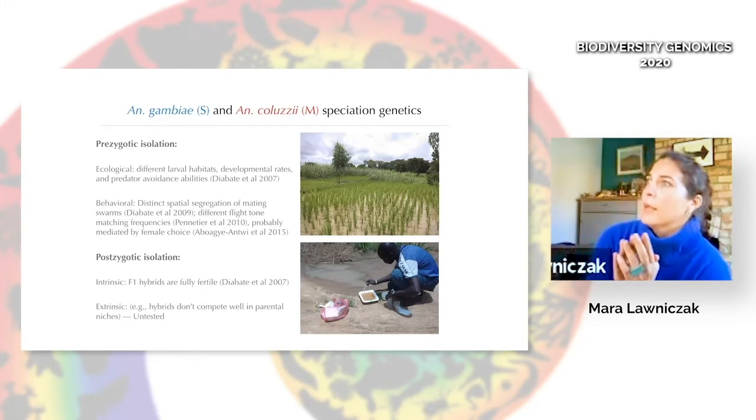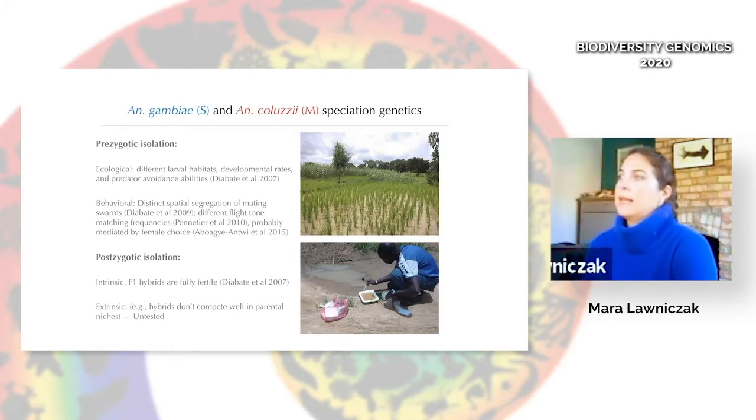As far as Gambiae and Coluzzii go, which historically were called S and M, there does appear to be a little bit of prezygotic isolation. Coluzzii, or M, tends to like to lay its eggs in these man-made rice fields, whereas Gambiae tends to like to lay its eggs in these temporary rain-dependent puddles.